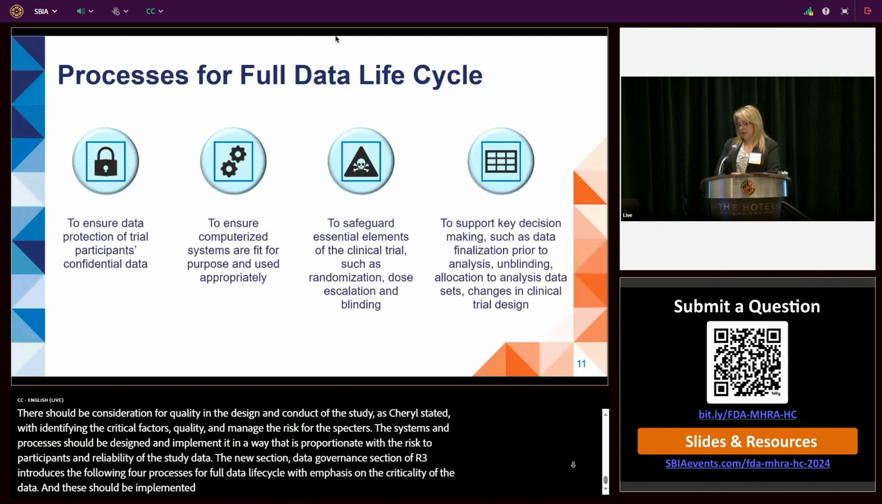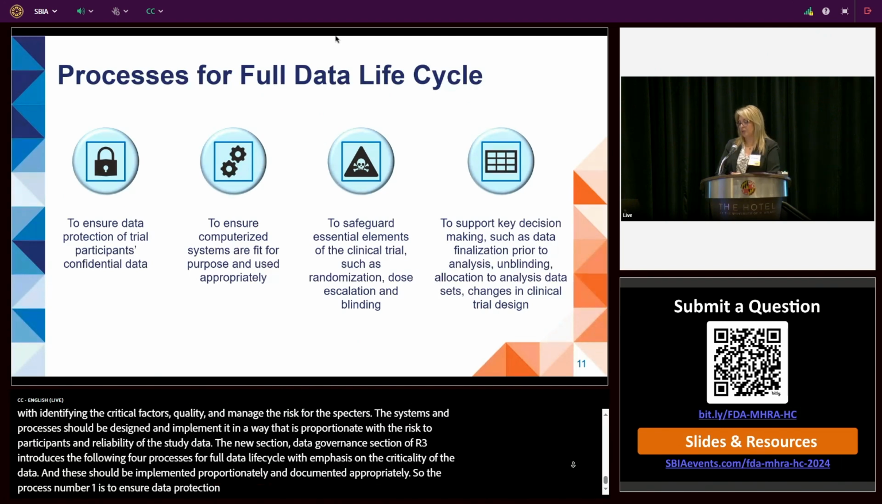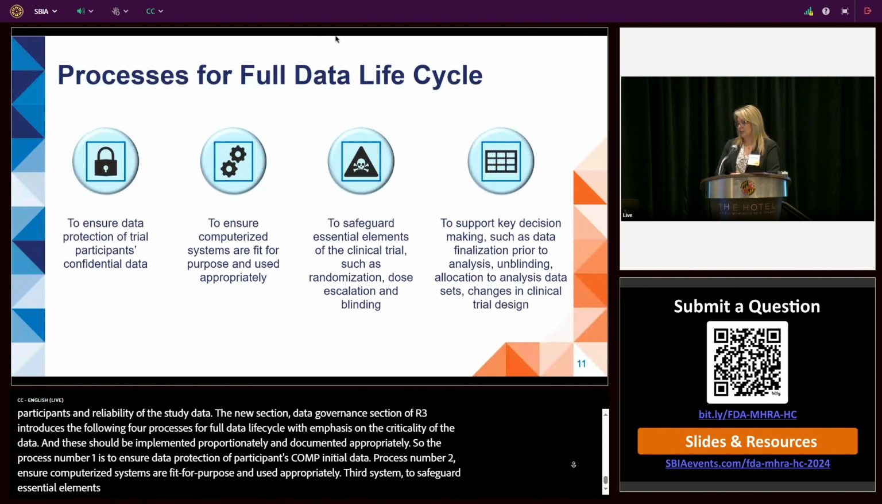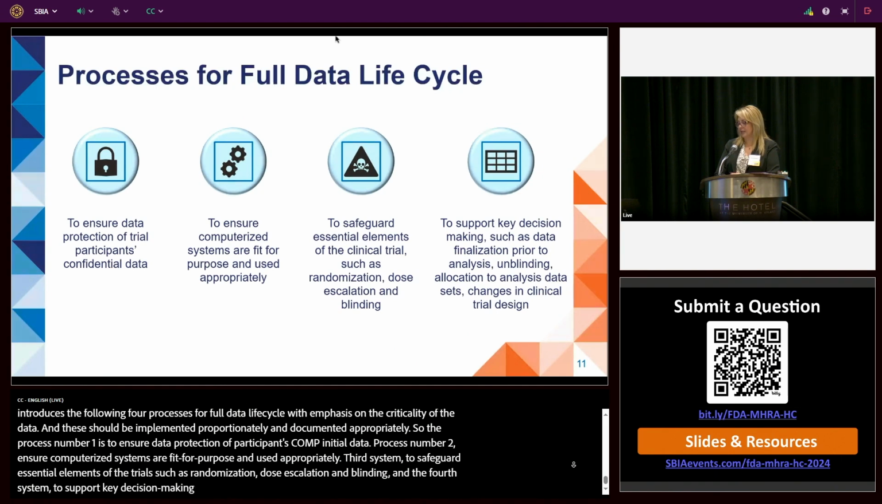So the process number 1 is to ensure data protection of participants' confidential data. Process number 2, to ensure computerized systems are fit for purpose and used appropriately. Third system, to safeguard essential elements of the trial, such as randomization, dose escalation, and blinding. And the fourth system, to support key decision-making, such as data finalization prior to analysis, unblinding, allocation to analysis data sets, and changes in clinical trial design.